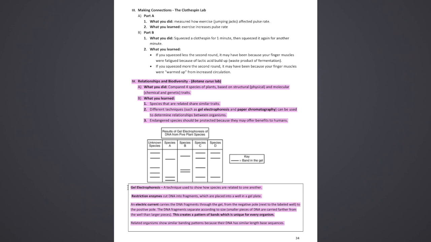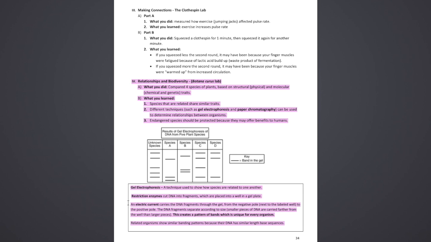Gel electrophoresis, a technique used to show how species are related to one another. Restriction enzymes cut DNA into fragments, which are placed into a well in a gel plate. An electric current carries the DNA fragments through the gel, from the negative pole next to the labeled well to the positive pole. The DNA fragments separate according to size.